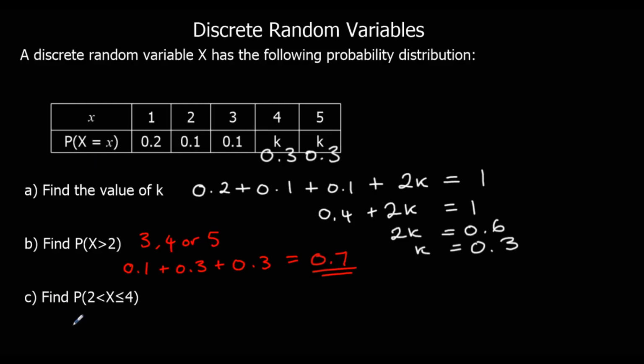Part C, find the probability that x is bigger than 2 but less than or equal to 4. That means it can't be 2, but it can be 3 or 4. So that's 0.1 plus 0.3, which is 0.4.